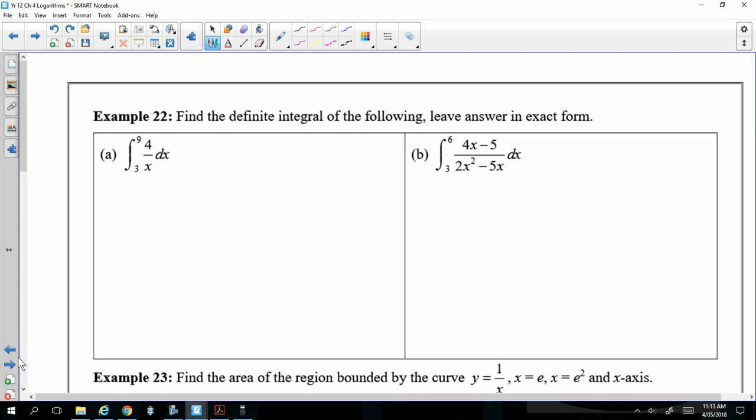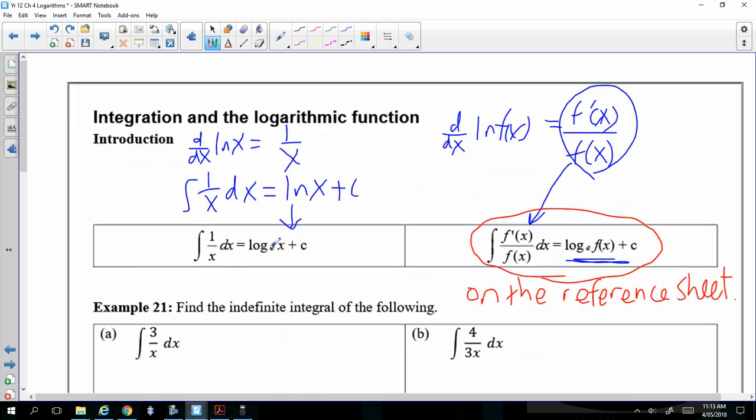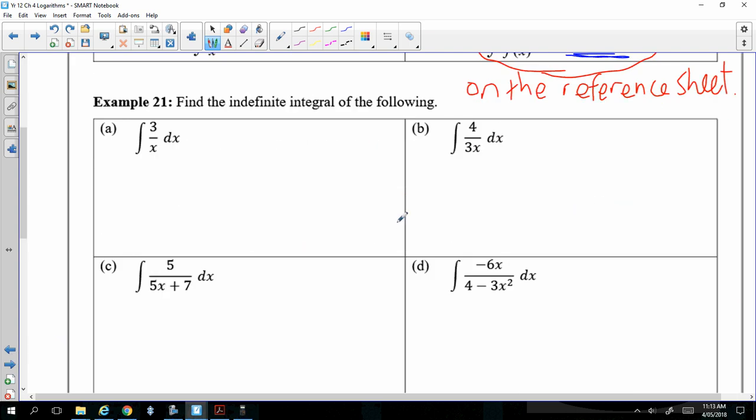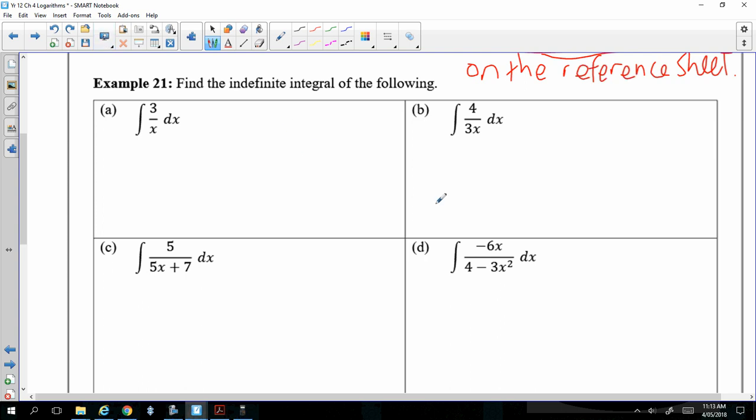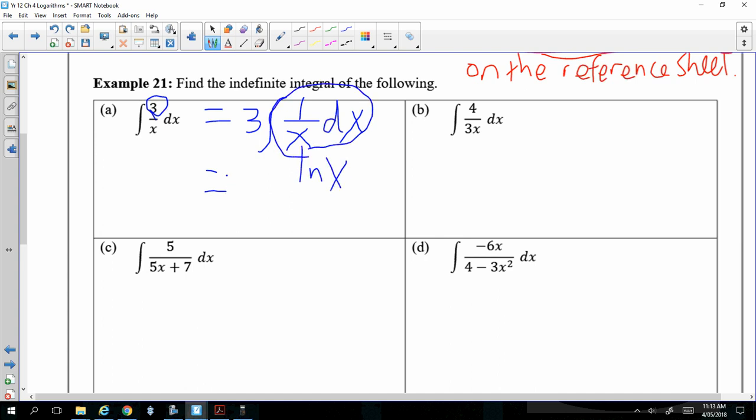Alright, so let's go to the previous page. Let's look at this question for now. If there's a 3 on the top, you have to take it out. Write 1 over x dx. And when we integrate 1 over x, we get ln x. So this thing becomes 3 ln x. Okay, write it down.